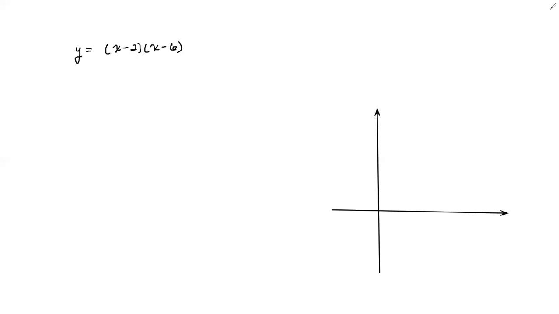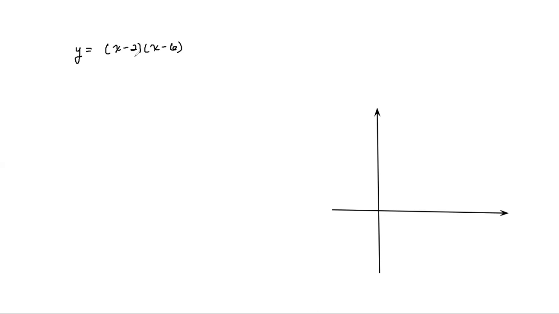Hi guys, so next what we're going to do is look at y is equal to x minus 2 times x minus 6, and we're going to try to graph this function. So we're going to try to graph a function given a factored function. So how do we do this? Simple. We know that this is taking the factored form.